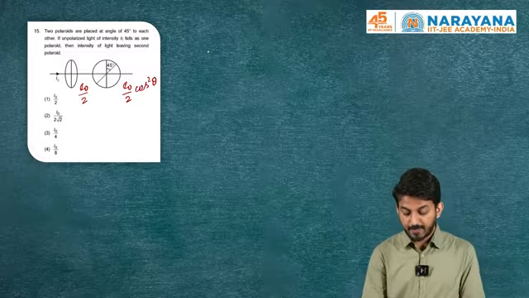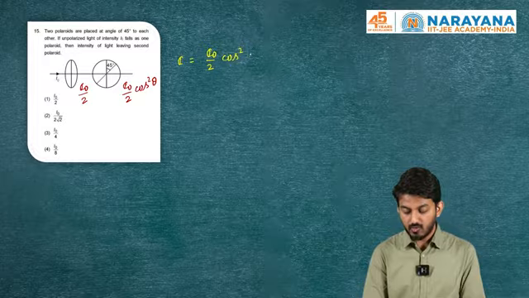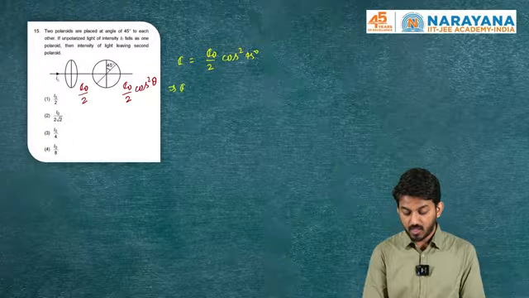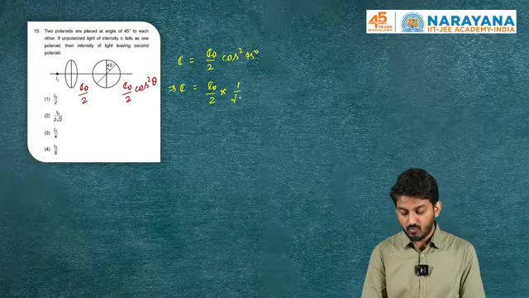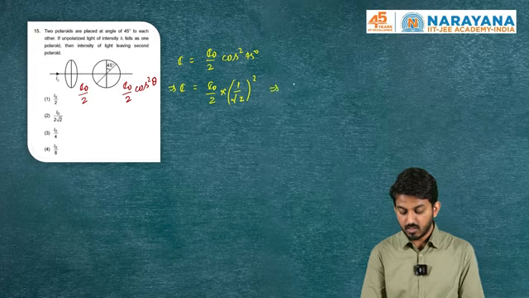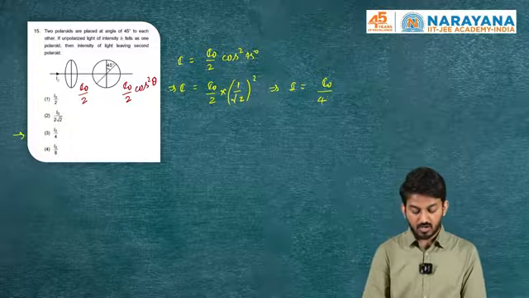Now, the final intensity coming out is I naught by 2 cosine square 45 degrees, giving us I is equal to I naught by 2, 1 over root 2 whole square. Thus, we are getting I is equal to I naught by 4, giving us option third as the answer.